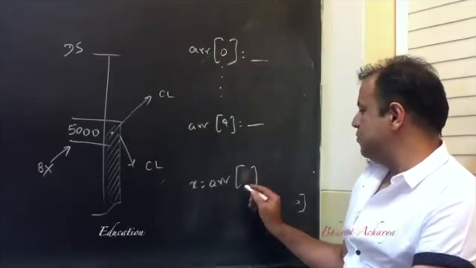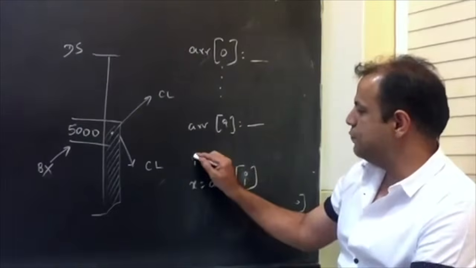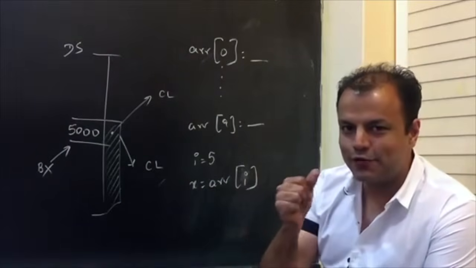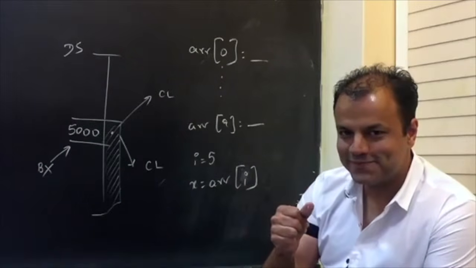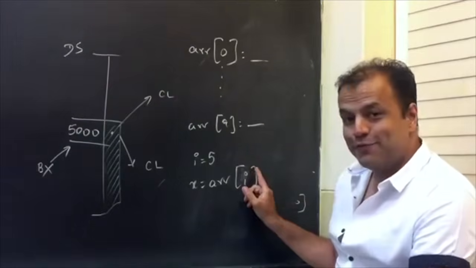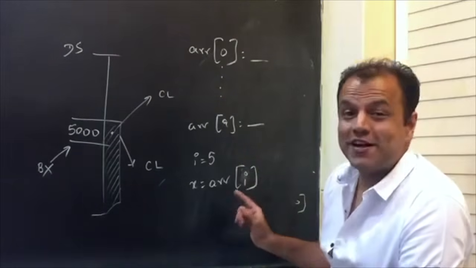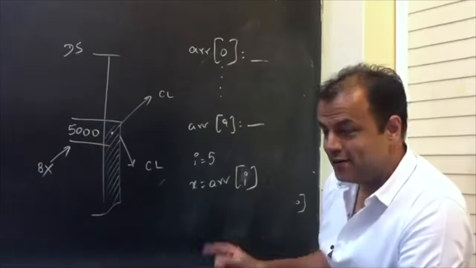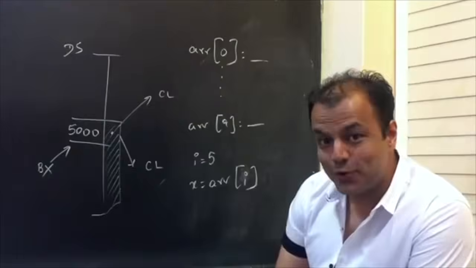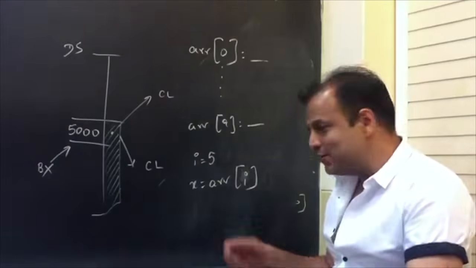If I write x is equal to ARR[i], and before that I initialize i as 5, I will still get the value of element number 5. I hope you understood what I am trying to say. If you write 5 inside, it is which addressing mode? Direct. If you give it using i, it becomes which addressing mode? Indirect.